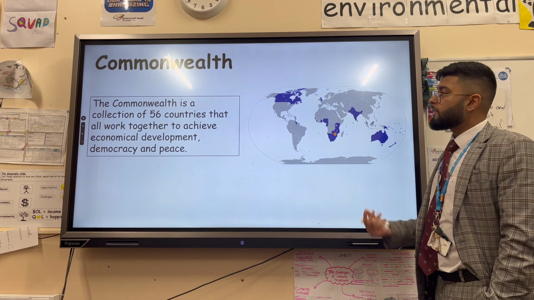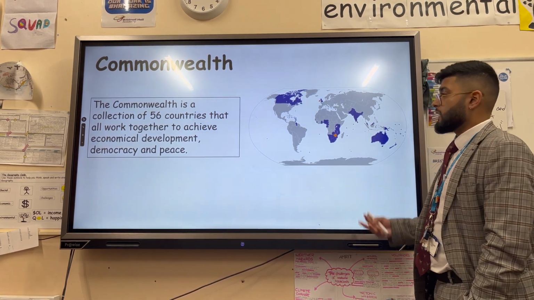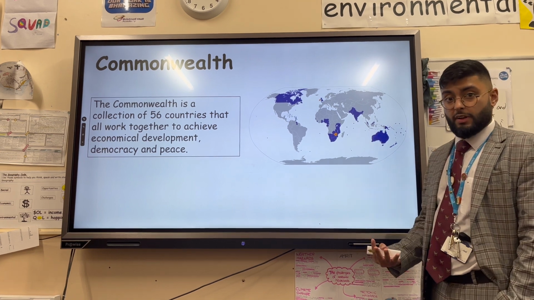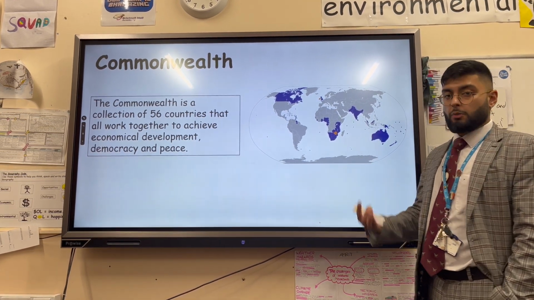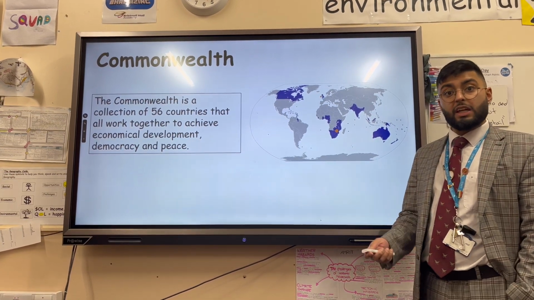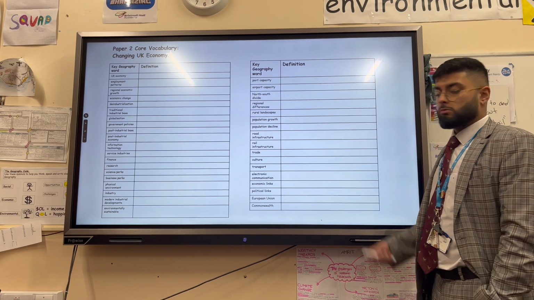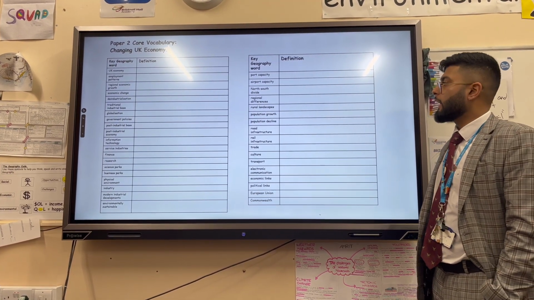Finally, the Commonwealth. So the Commonwealth is a collection of 56 countries that all work together to achieve economic development. So the idea is that all of these countries get richer. Democracy, so the idea of government, and also peacekeeping as well. So those are the words that you'll need to understand the changing UK economy.